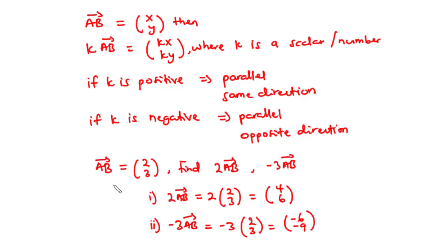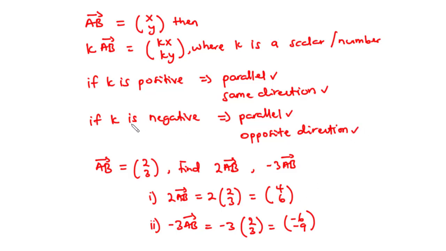So for I, since the value of k, which is 2, is positive, the vector AB and vector 2AB are parallel and they have the same direction, or they act along the same direction. However, for II, since the value of k is negative, it follows that vector AB and vector negative 3AB, even though they are parallel, they act along opposite directions.